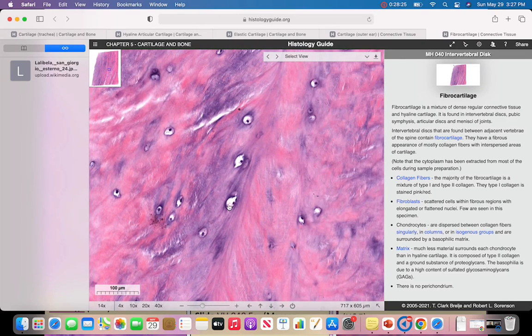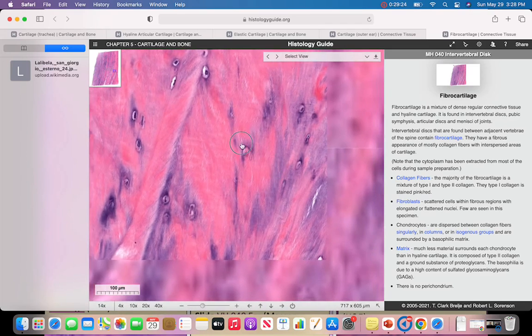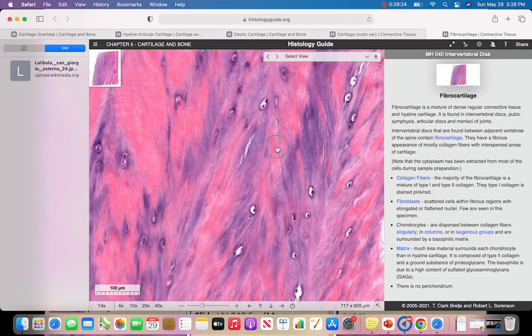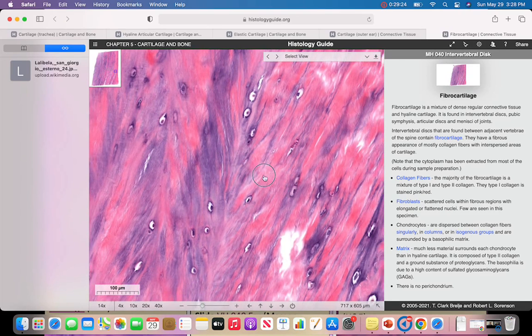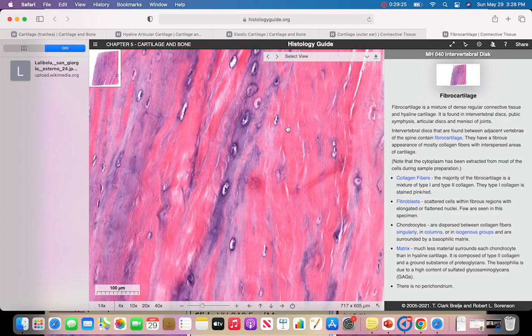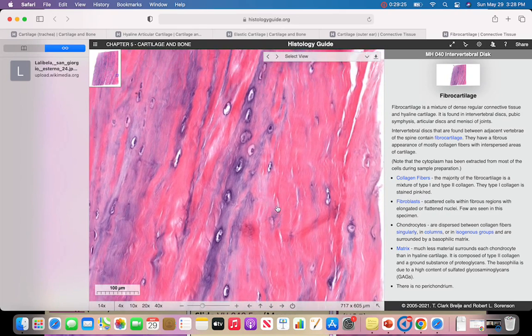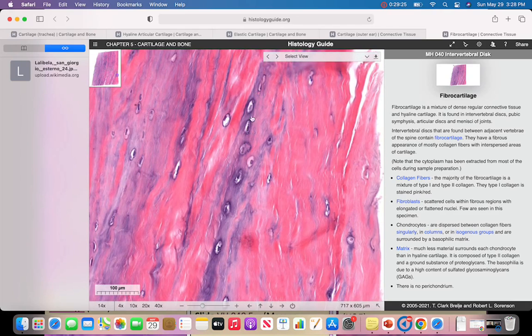And as you see, chondrocytes are arranged in a row or in a column. And the matrix near the chondrocytes is basophilic, and it's due to the amount of proteoglycans. So as you see it here, the chondrocytes are arranged in a column, or they are arranged linearly. And this is where the collagen fibers dominate, and this is where the proteoglycans dominate.